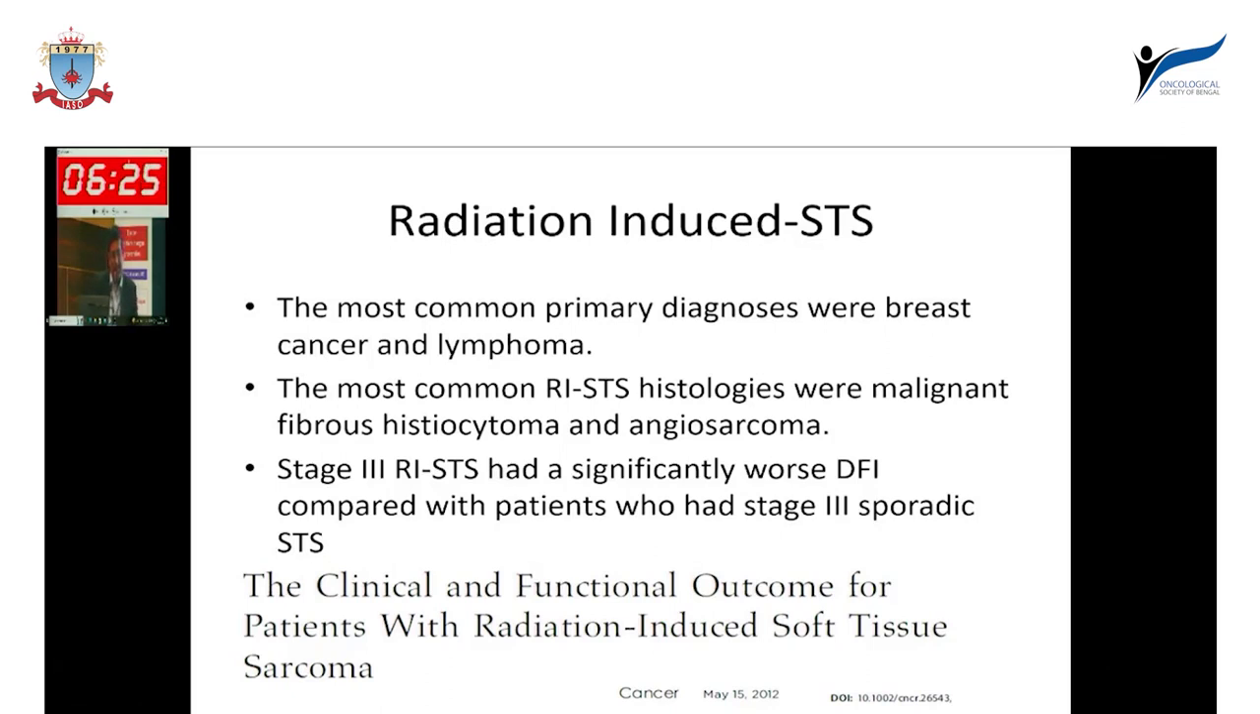Yeah, so the most common radiation-induced sarcomas are MFH and angiosarcoma. And the primaries, of course, were not necessarily sarcomas to begin with. So, a common situation is breast cancer, where we obviously give radiotherapy routinely, and you can get sarcomas in those situations. And in these cases, if it is advanced, then these have a worse disease-free interval. But not necessarily if it's a small lesion.